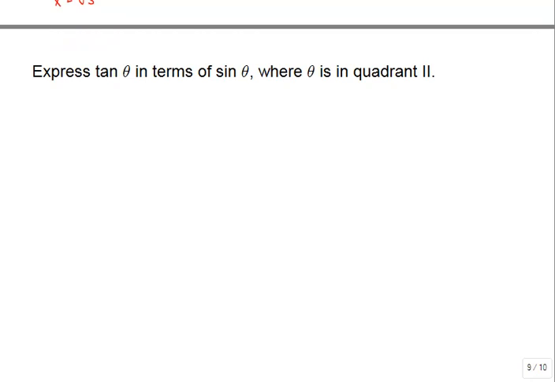Okay, next example here. Express tangent of theta in terms of sine of theta, where theta is in quadrant 2. So we want to figure out what tangent of theta is in terms of just the sine function. So here's tangent of theta. Now this doesn't give us any numbers at all. There's no triangle that we're going to draw or anything like that. This is referring to some of those identities that we've talked about in the past.